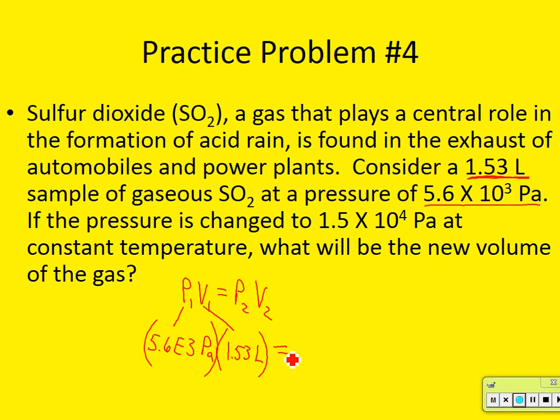is equal to P2. Did it give us the final pressure? It did, right? 1.5 times 10 to the fourth pascals. So let's put that in. 1.5 e to the fourth pascals. That's P2. Did it give us V2? It didn't. And so what I always do is just keep it as V2. That's the variable that we don't know. You could call it X, you could call it whatever you want. That's what we're going to be solving for.